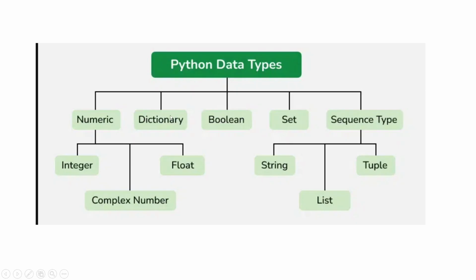Then we have dictionary, which is heavily used in data engineering. Then boolean is also an important data type. Set is also used a lot in data engineering. Then in sequences, string, tuple, and list, all three are important and we'll go through them in great detail. So that's all for today's lecture. I hope you understand what data types are and how methods are associated with each data type.